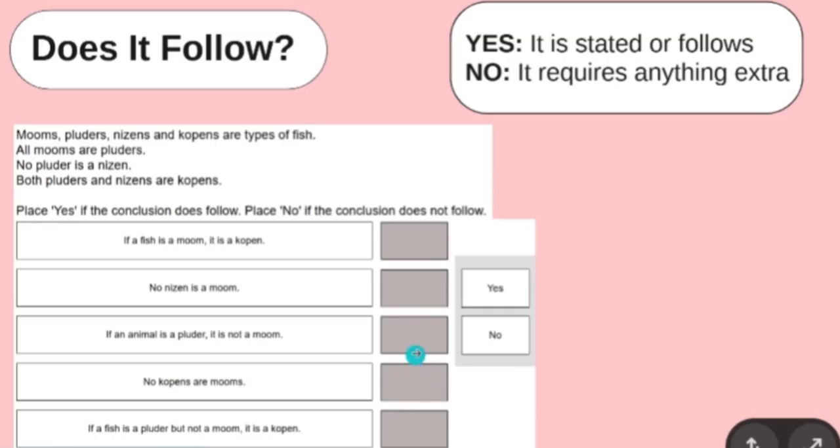So again, it'd be yes. So the answer for this one is yes, yes, no, no, yes. And that should take you around a minute. And obviously, you're not going to be reading it out loud. You're probably going to skim through the text, write down what you do know, and then answer the questions. Is that all right with everyone?